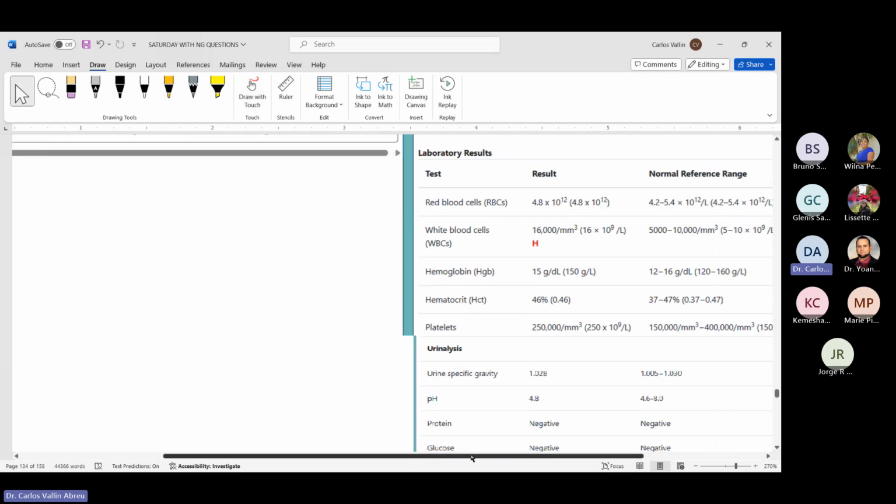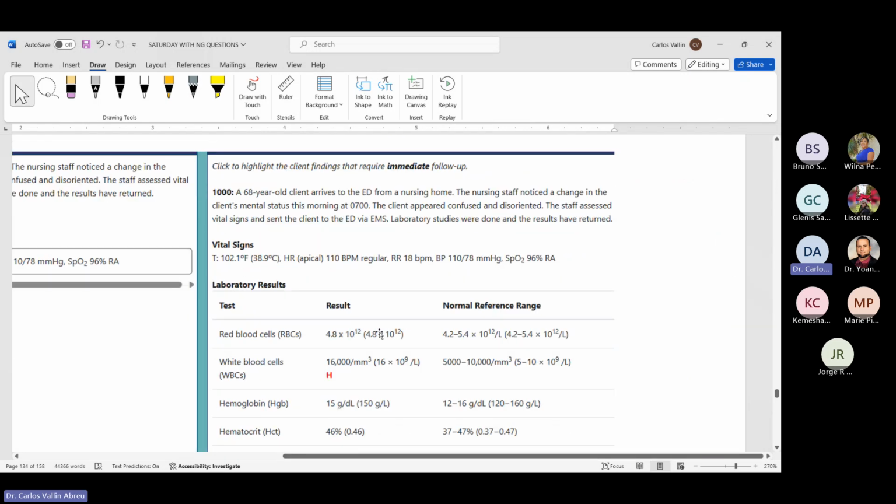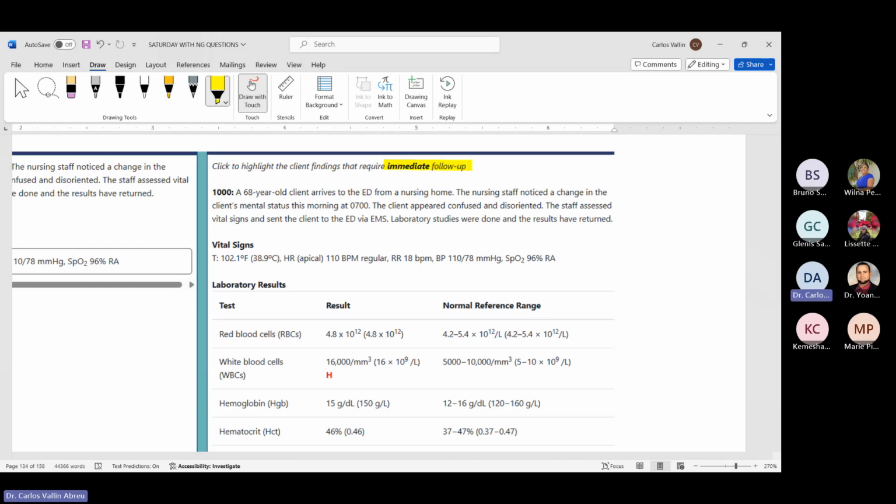So let's go to, it is a bank, it is ATI. Is this ATI? Yes, it is ATI. Okay, copy and paste scenario. And the first question that they are asking us is, click to highlight the client findings that require immediate follow-up. It's important that if you are in your test, in your English, you pay attention to what immediate means. Immediate means that it's right now. Manage this like an urgency or emergency.